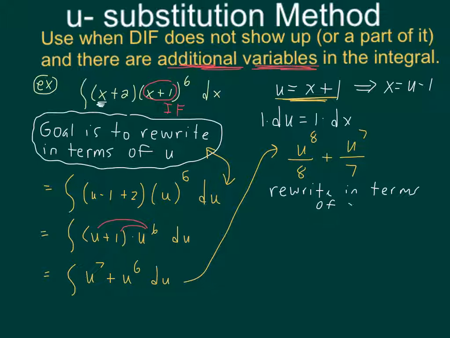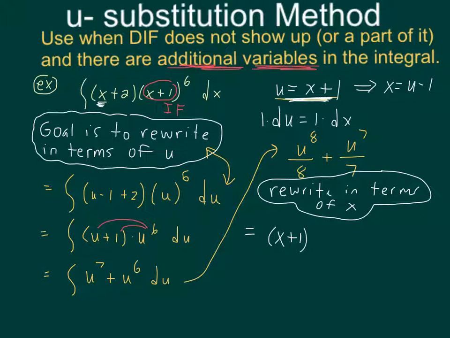So we want to go back and get rid of the u's and put it back in terms of x, because the original problem was in terms of x. So we know that u is the same as x plus 1 from up above. So I would have x plus 1 to the 8th all over 8. So I'm just going to continue to substitute in x plus 1 where I see a u, and then this would be my final answer. Okay?